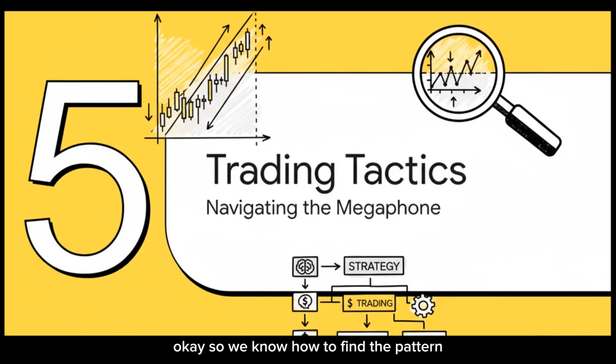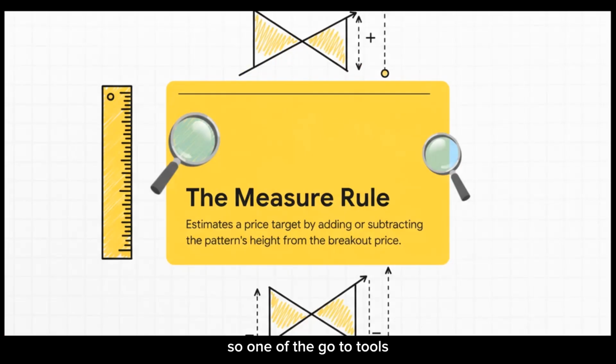Okay, so we know how to find the pattern and we know the stats behind it. Now for the million-dollar question. How do you actually trade it? Let's get into some practical strategies. So one of the go-to tools here is something called the measure rule. It's actually a pretty simple way to estimate where the price might go.